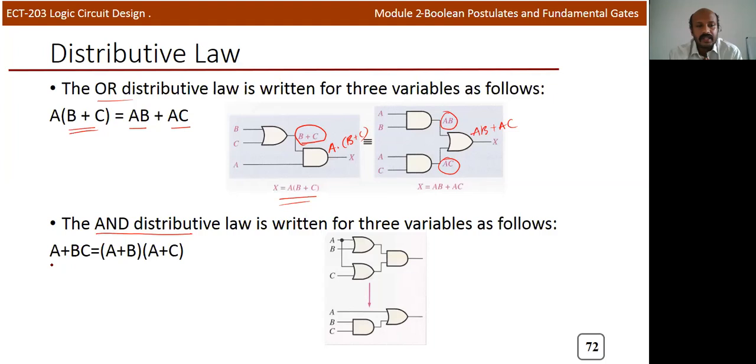Instead of writing a plus bc, you can write a plus b into a plus c. Means if there is an expression bc AND operation, then we are applying that output to the input of this OR gate. Here one of the input is a, another input is bc. So this is OR operation a plus bc.